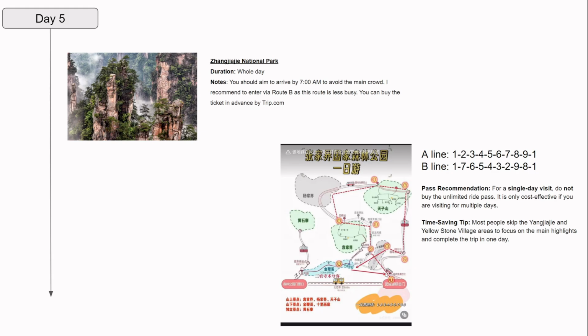Yeah. So for the pass recommendation, if you are visiting for one day, I recommend you not buy the unlimited pass as it is not necessary. You can just buy the four-ride pass, which is basically 3 cable cars plus 1 Bailong elevator. For a day trip, people also usually skip Yangjiajie and the Yellow Stone Village, which is the yellow mountain stuff. So basically what I suggest is a common route. You can definitely try a different route, but this is the most optimal route that most people go for. Yep. So this is it for Zhangjiajie National Park.